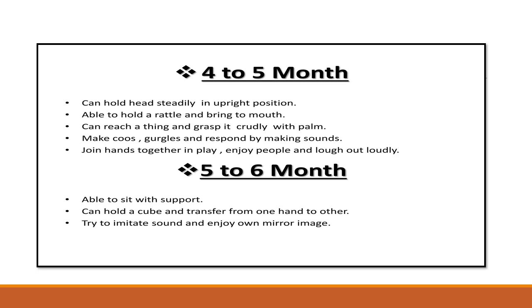Then at 4 to 6 months, the baby can hold his head steadily in an upright position, okay, and is able to hold a rattle and bring it to the mouth. Then grasps roughly with the palms, makes coos or gurgle sounds, and joins hands together in play and enjoys people. Okay, enjoys people and laughs out loudly in 4 to 5 months.